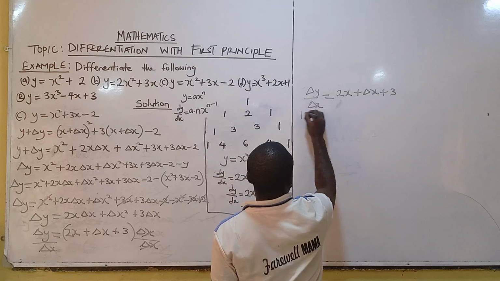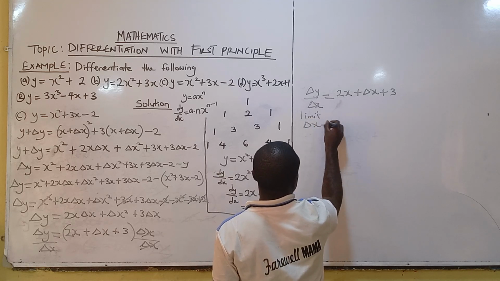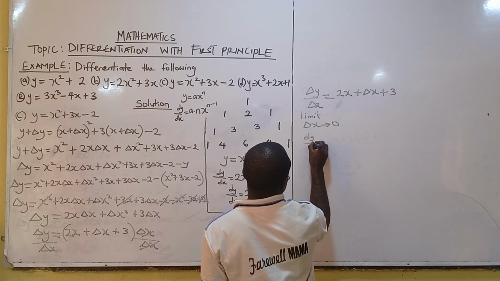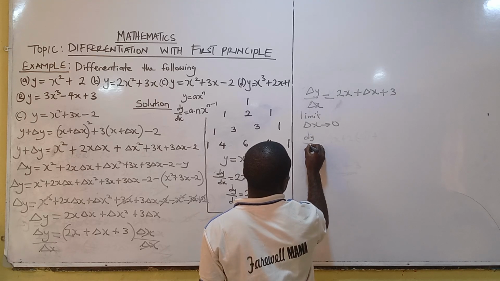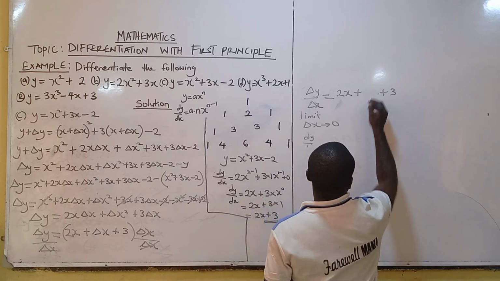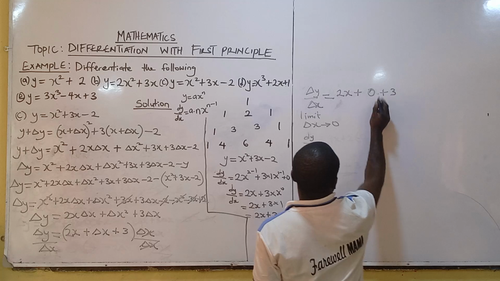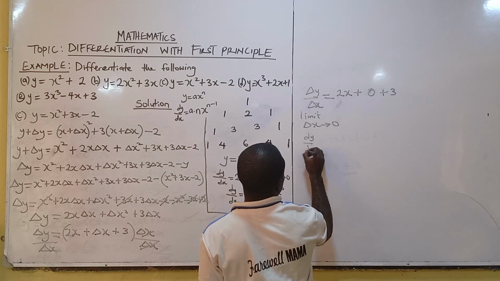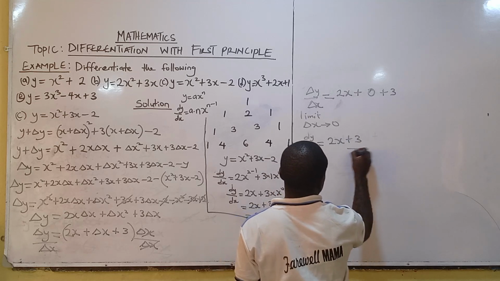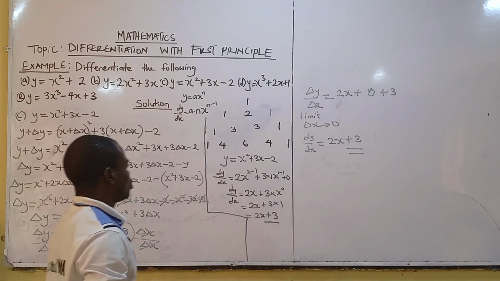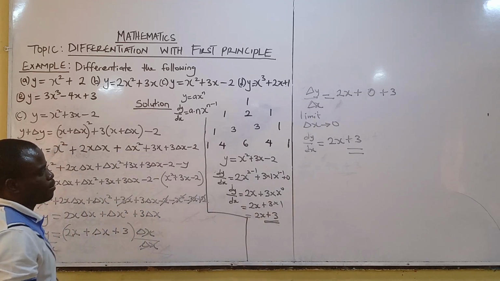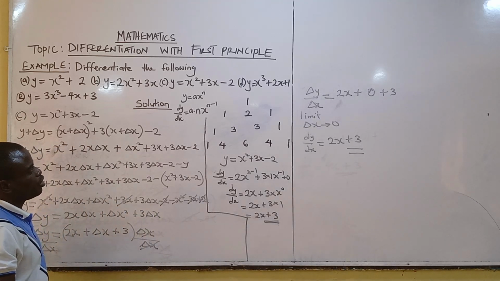Limit as dx tends to 0. You have dy over dx, and as the limit as dx tends to 0, we introduce 0 here, plus 0. That gives dy over dx equals 2x plus 3, which is what we have here, 2x plus 3. Is that okay? Now let's move to the next question, which is D.